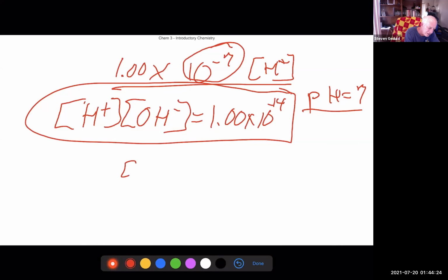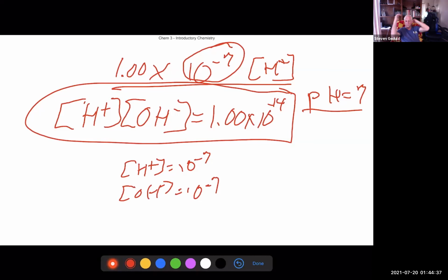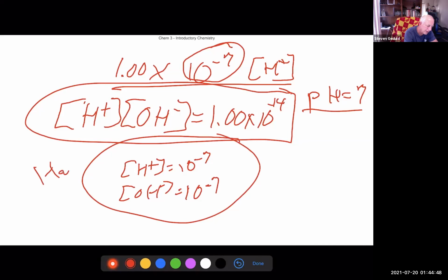So if H plus equals 10 to the minus 7 and the concentration of OH minus equals 10 to the minus 7, then they're equal, which means everything is neutral. That's at a pH equals 7. So this is all in water. This is when you have neutral reaction, neutralization, producing water. And H plus and OH are related by that equation.